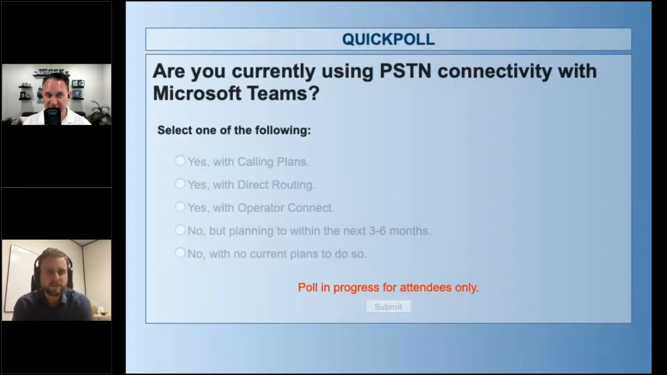Yeah, I would expect to see the majority land in direct routing. That does seem to be the more popular option, at least what we're hearing from prospects and customers, over calling plans. To your point, I think Operator Connect is still in public preview, so it's early in its life cycle, but I think we are getting a lot of attention there. But for what people are doing today, I would expect to see direct routing take the majority here.